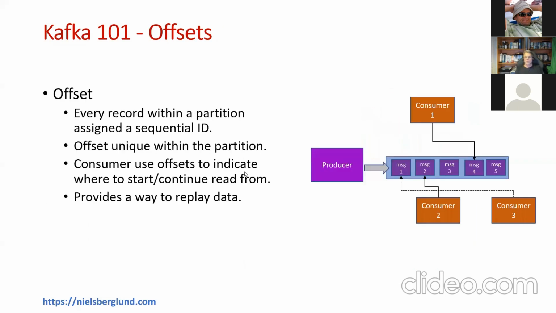The message then ends up on the partition with an offset. The first message ends up at offset 0, the second message at offset 1, and so on. These offsets are unique per partition, per topic. And then as a consumer, I use this offset to say where I want to consume from: earliest, latest, or at a particular offset.